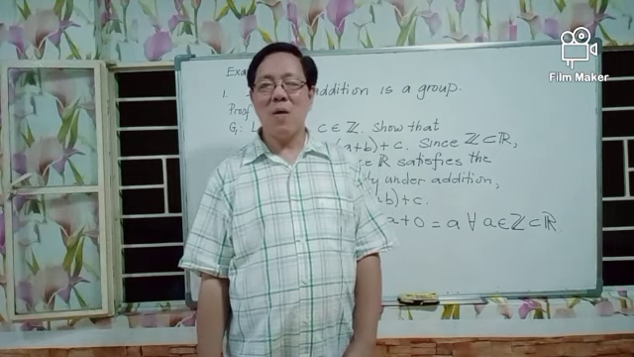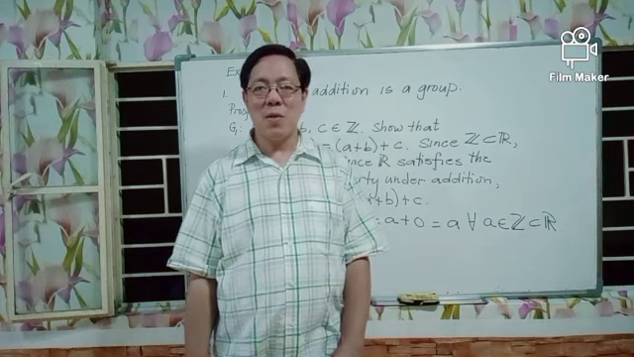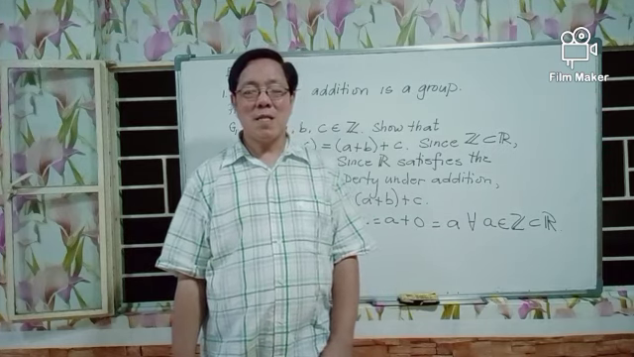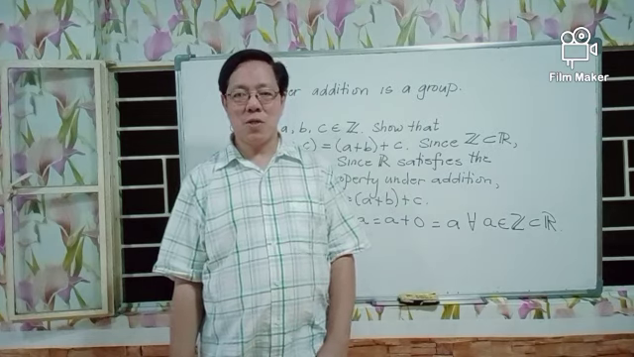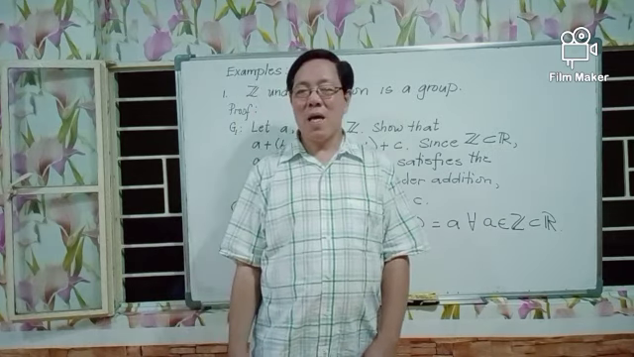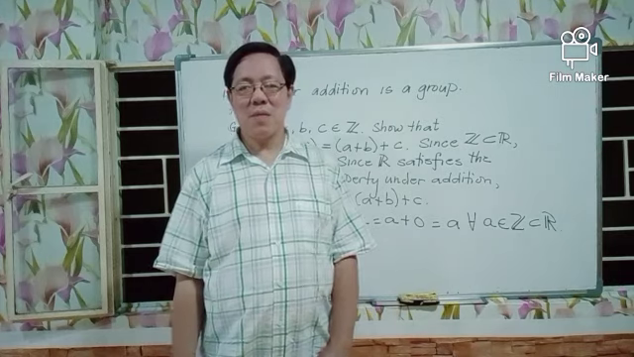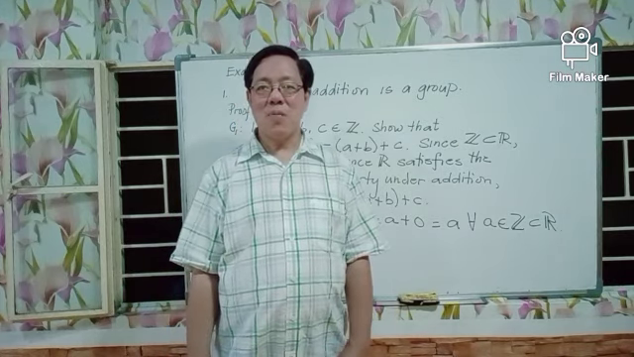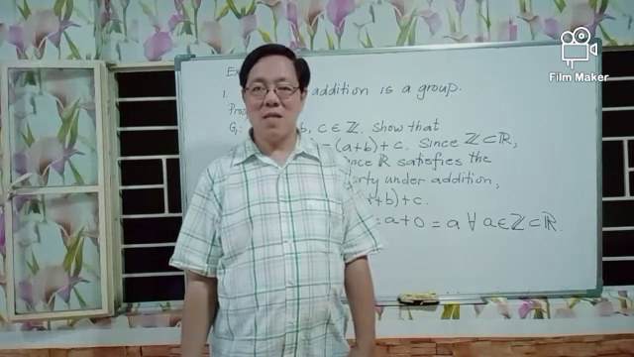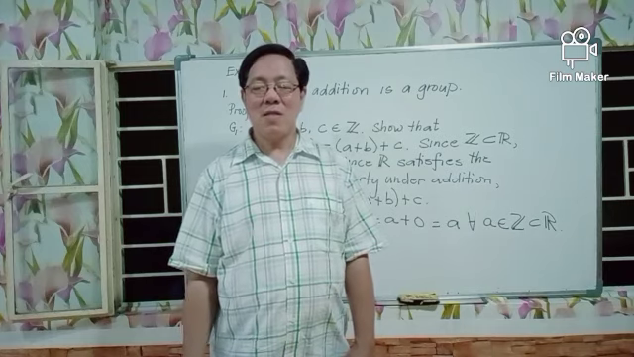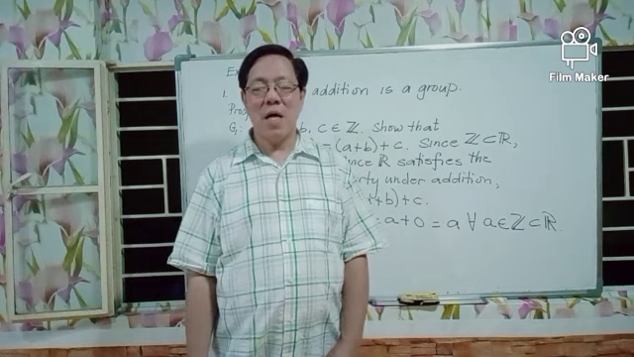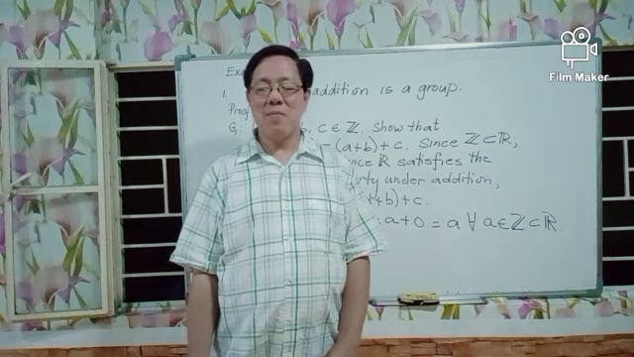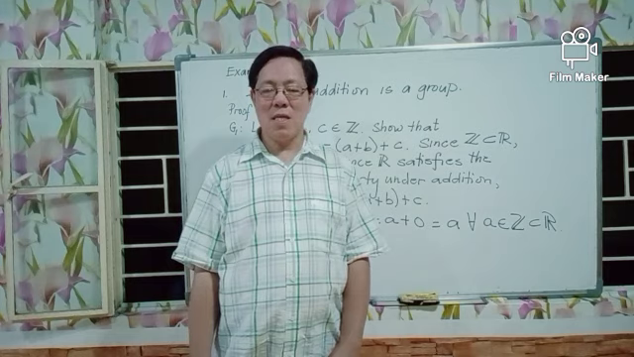Because as we have already shown that 0 is the identity element for the set of integers, if we take any other element, any other integer, positive or negative, and you take its negative, the answer is another integer element of the set Z.